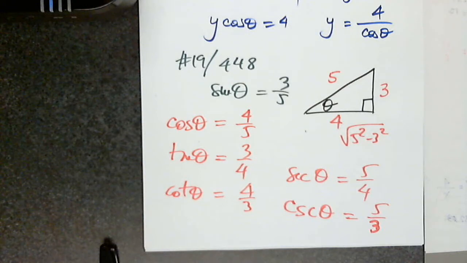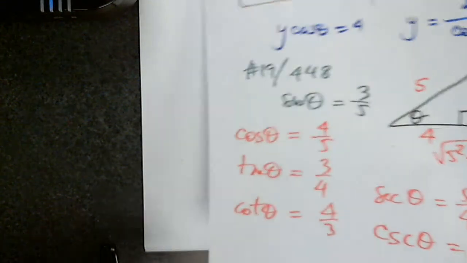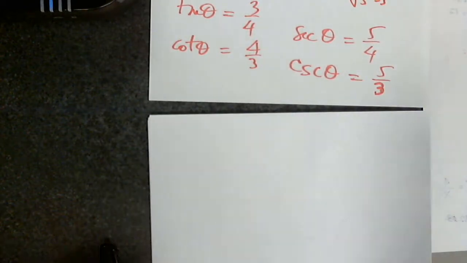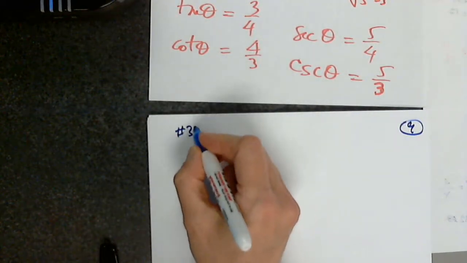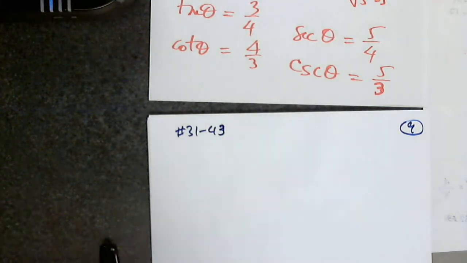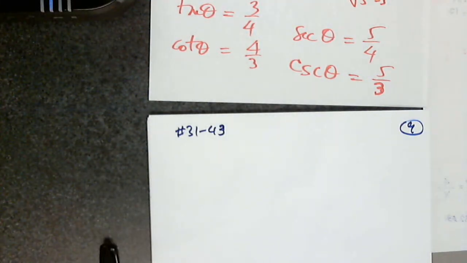Okay, I would like to look at problems 30. I'm coming back to 25 to 30 in a minute, but I need to show you something before we do that. But I'd like to look at problems 31 through 43. 31 through 43. Please choose. 38. 38 it is. 38.